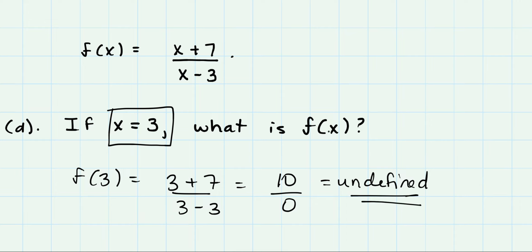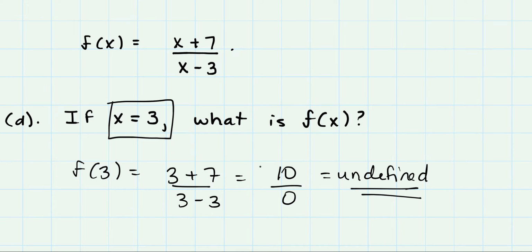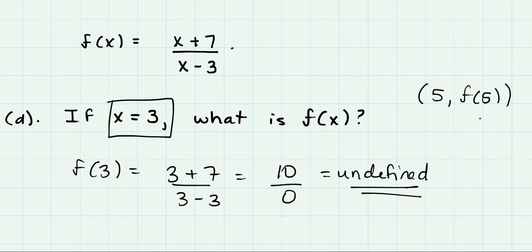So it's not in the domain, so we actually can't evaluate the function at this number. However, if I gave you any other number, like 5, you could just plug it in, and you can see that you won't get a problem. You'll be able to find the point. If you wanted to find the point on the graph that corresponded to x is equal to 5, you would just plug that number in, and that would be your point, 5 comma f of 5.